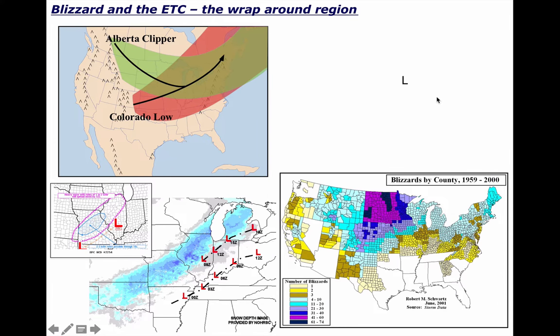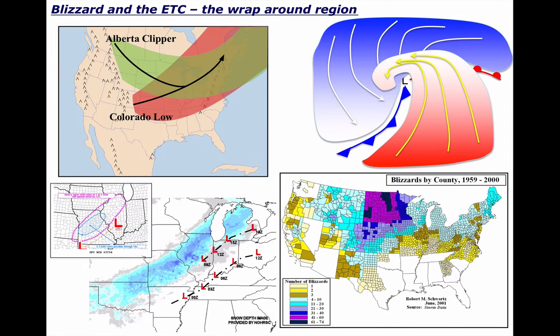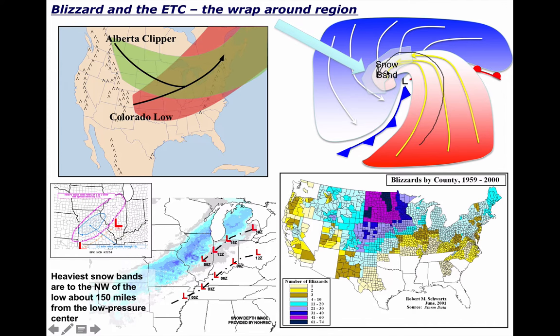Now, when it comes to these blizzards, let's take a look at the setup of the low-pressure system. Remember, there's typically a cold front to the south and west, and a warm front that goes off to the north and east. Well, on the backside, cold air, and on this side, warm, moist air. Because the warm, moist air is less dense, it runs right over the top of the cooler air, and you get your heaviest snow bands about 150 miles to the northwest of the low. We call it the wraparound region. That's the name, the wraparound region, because that is where the warm, moist air wraps around the backside, giving us the heavy snow bands.